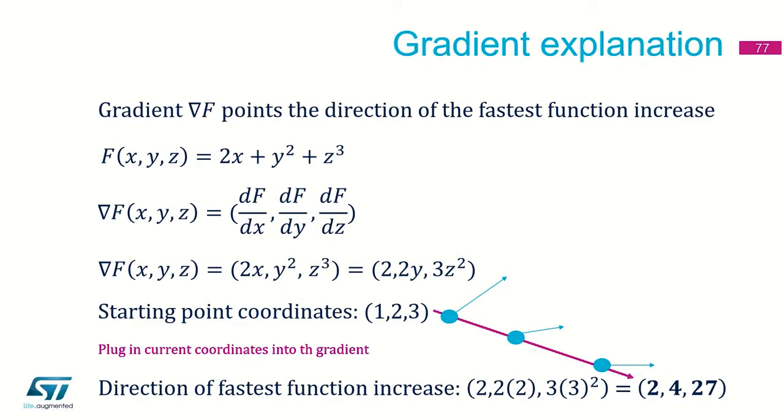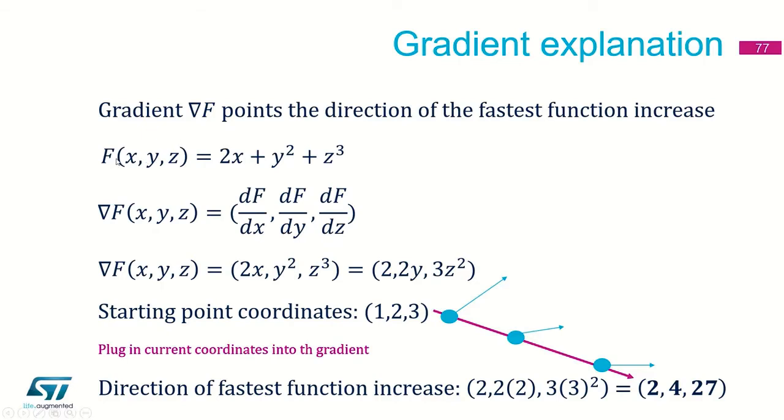And the basic idea behind the loss function is a gradient. What is a gradient? Gradient points to the direction of the fastest function increase. So using the gradient, we can find the maximum of the function. But just to be more clear, gradient doesn't point to the maximum of the function. Gradient points the direction to the maximum of the function.